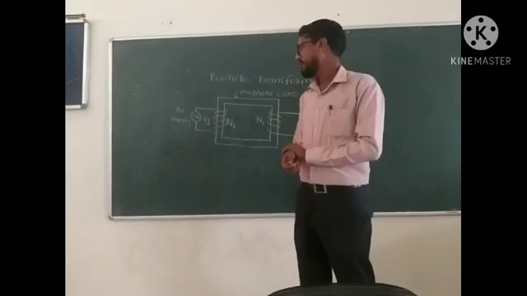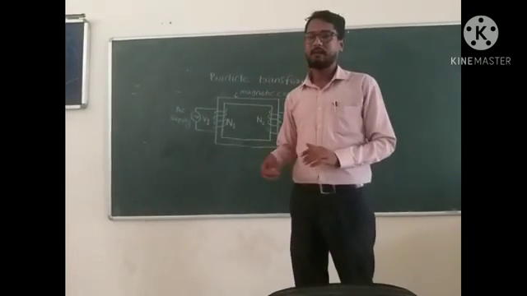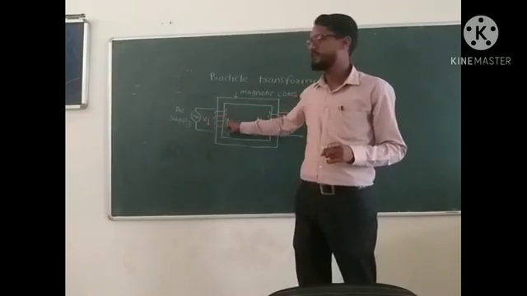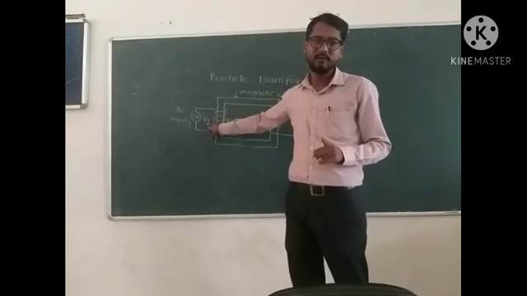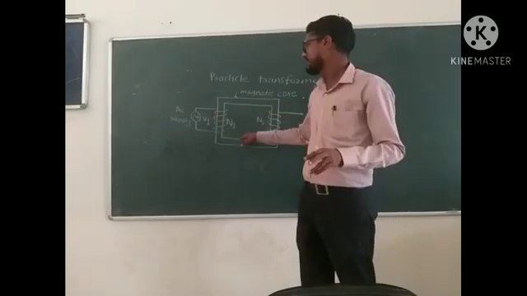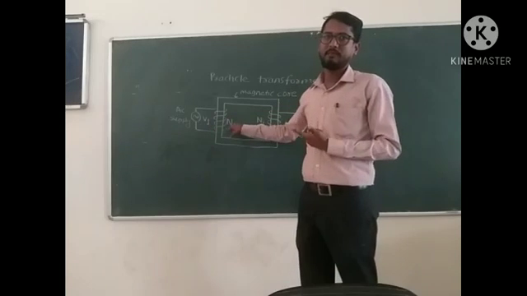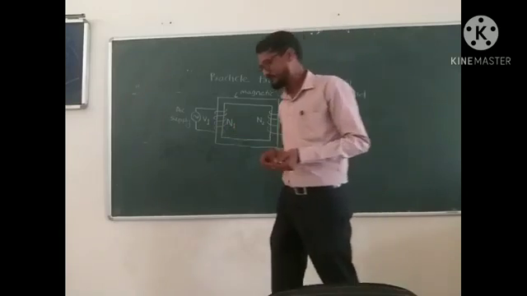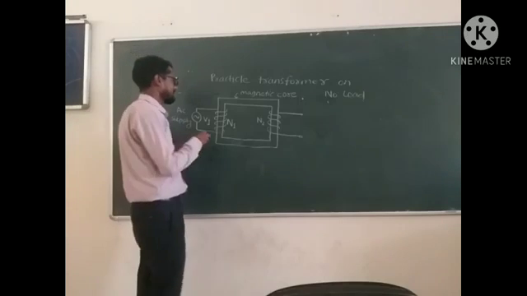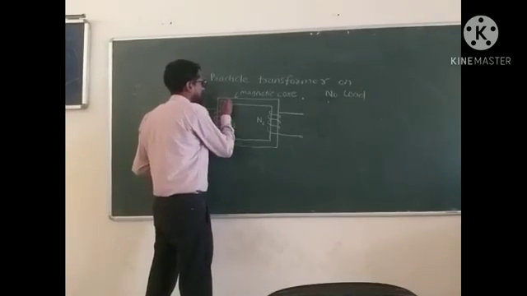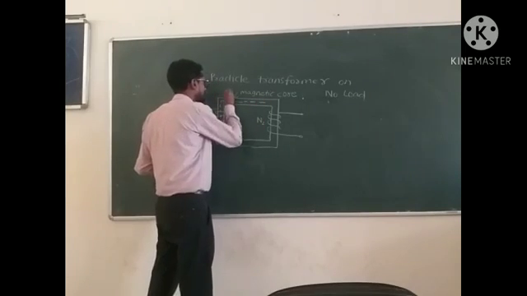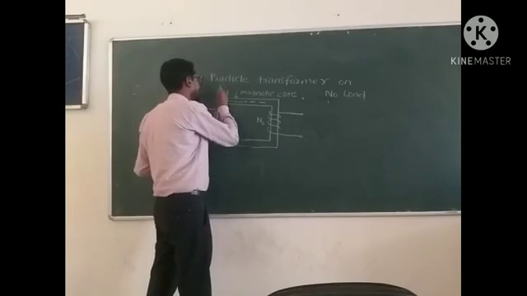In this process, when the AC supply with voltage V1 is applied to the primary side of the transformer, the primary current starts flowing in the primary winding. This primary current sets up magnetic flux phi in the primary winding. It generates the primary flux phi, so we denote the flux here as phi.